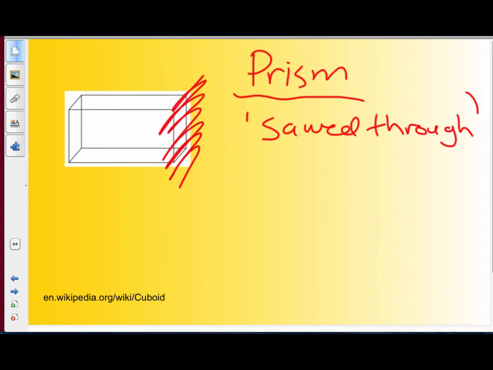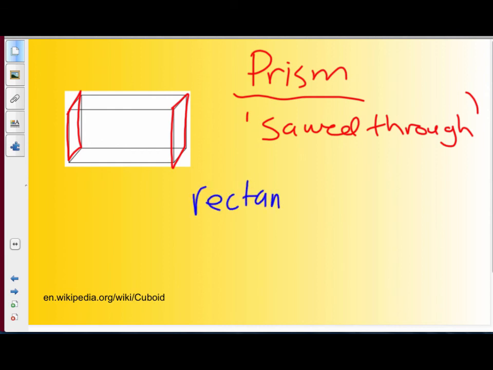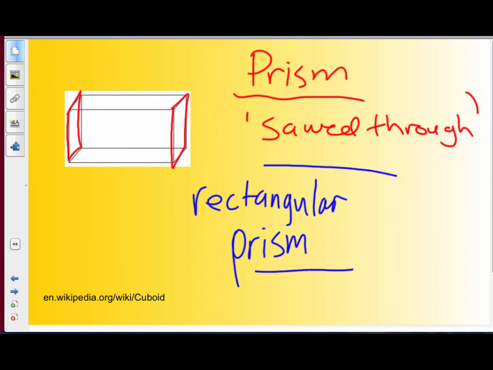So I might just get rid of that. See, this face is joined to that face. And what shape are those? You can tell me, because it's that type of prism. I hope you worked out that it was a rectangular prism. A rectangular prism.